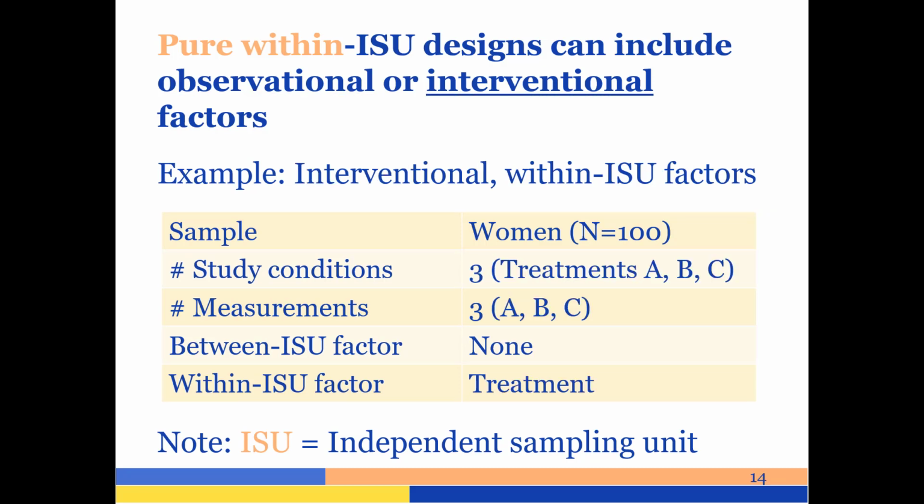Here's an example of a pure within design with interventional factors as well. We have 3 conditions, which are treatments A, B, and C, which act as interventional within factors. Each drug is assigned to each woman in the study, and there is also measurement for the treatment. In this example, the within independent sampling unit factor is treatment, as treatment is assigned to each woman, making it an interventional factor.